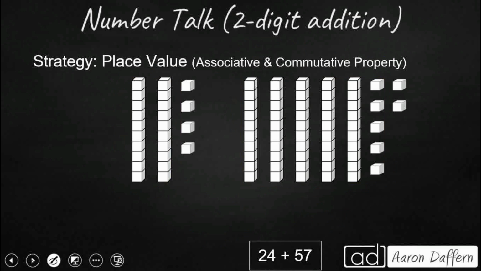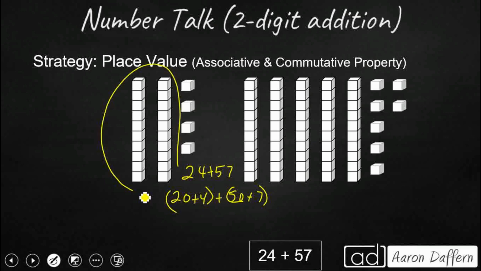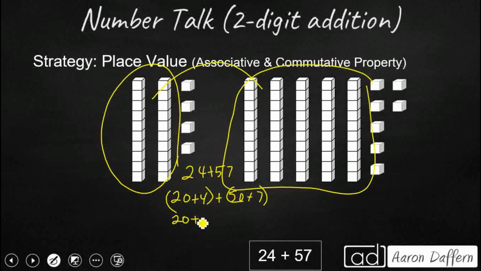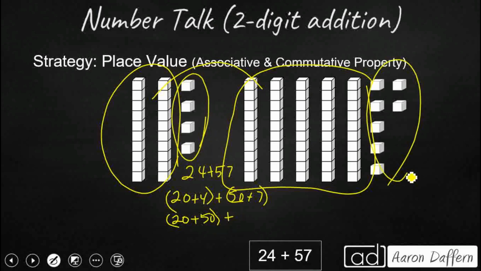We can also use the associative and the commutative property to use place value, and many of you are familiar with this. You break up your 24 and your 57 into expanded form. 20 plus 4, 50 plus 7, and then we just take the tens. Let's grab the tens first, and so we're going to use the commutative and the associative property to reorder them and regroup them. I want to get my 20 and 50 together. And then I've just got my 1s left over, my 4 and my 7.